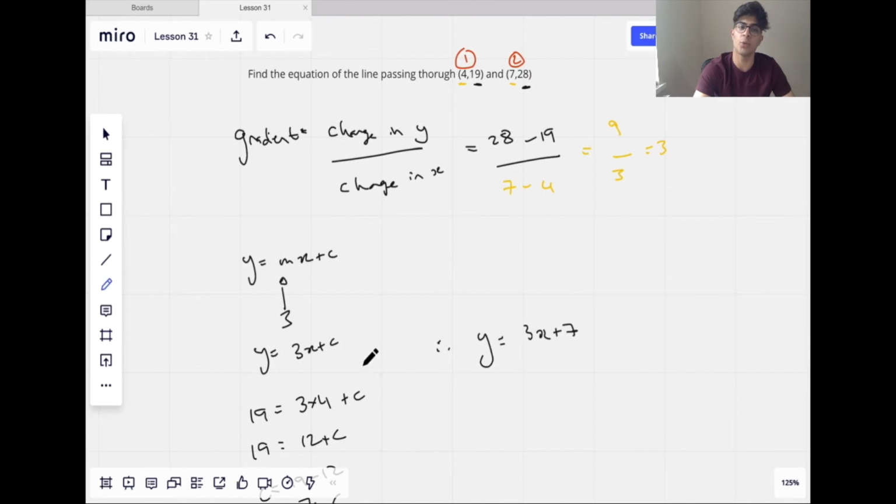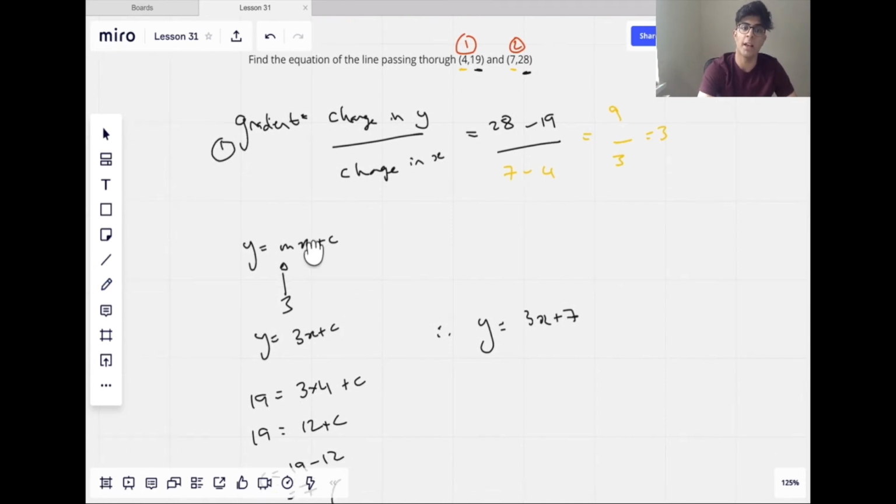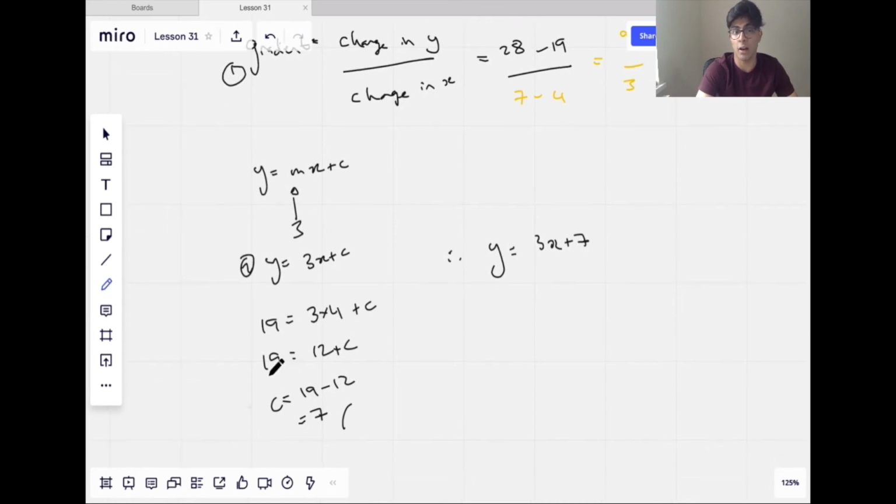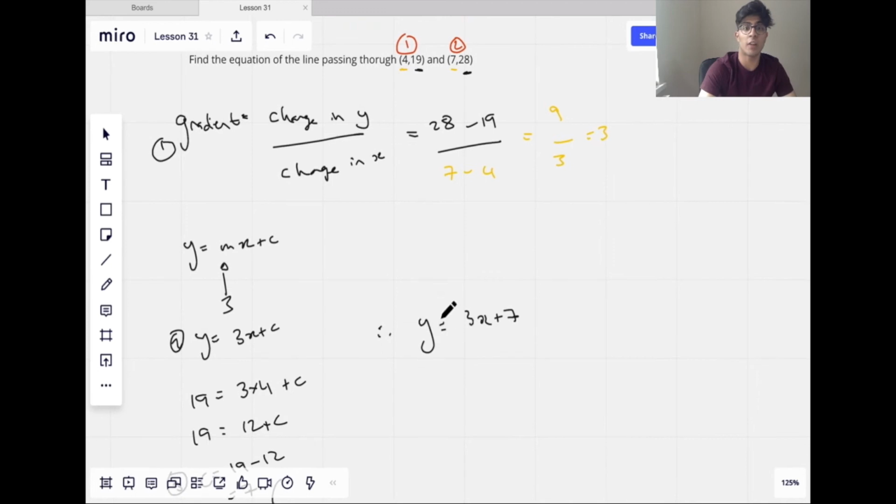If you have these 2 points, first thing you'll do is find the gradient. Second thing you'll do is put it in this form, and then you'll plug in one of the 2 points to find c. And of course, we can check if it satisfies the second point. Okay, 28 is equal to 3 times 7 plus 7. Is that true? 3 times 7 is 21, plus 7 is 28.